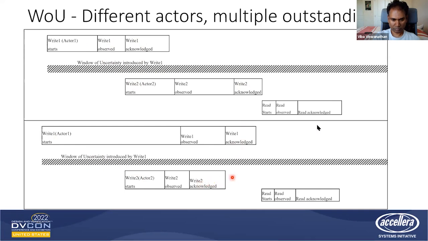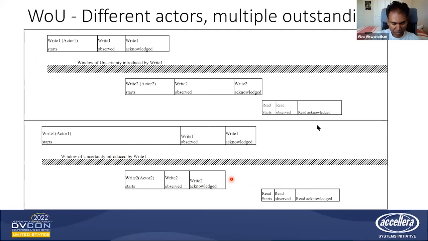From the black box perspective, on the outside of the design, we can only see the issue and the acknowledgement of write 1 and write 2. But the internal design implementation determines the order in which write 1 and write 2 are observed. Therefore, the order of issue or the order of acknowledgement of write 1 and write 2 cannot be used to determine the order in which those values will be observed by the design.